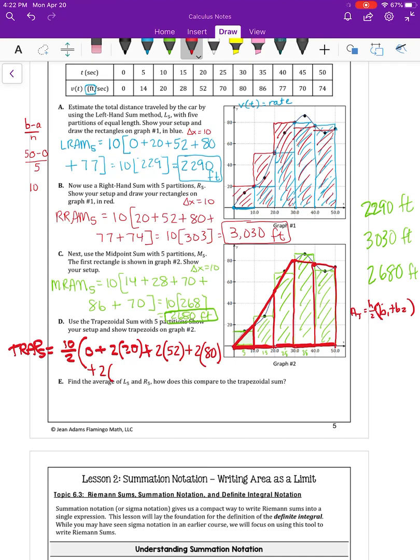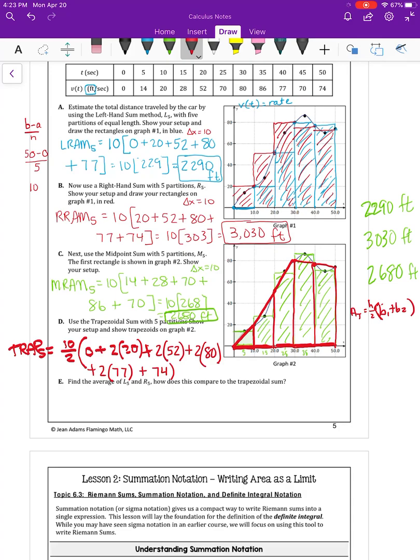The one at 30 is going to be used twice. It's going to be the base 2 of the third trapezoid, and it's going to be base 1 of the fourth trapezoid. So at 30, we have 80, and that's used twice. At 40, we also are using that twice, because it's base 2 of the fourth trapezoid, and it's base 1 of the fifth trapezoid. So at 40, we had 77, so that's 2 times 77. The one at 50 is only used once, because it's only the base 2 of that last trapezoid. So we're able to just say plus 74.